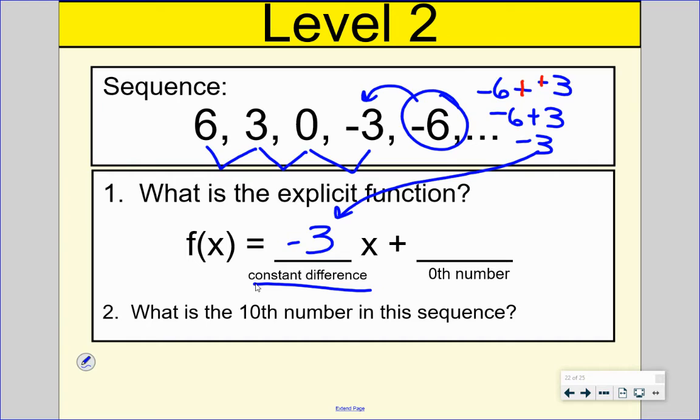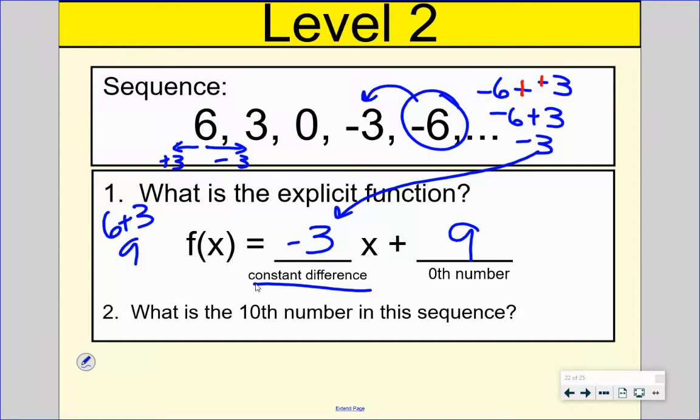Well, our 0th number. Let's go back up here and look at the sequence. If we are subtracting 3 every time, that's our constant difference. What do we do to find our 0th number? To go back this way, we'll do the opposite. Instead of subtract 3, we're going to add 3. And 6 plus 3 gives us 9. So 9 is our 0th number.